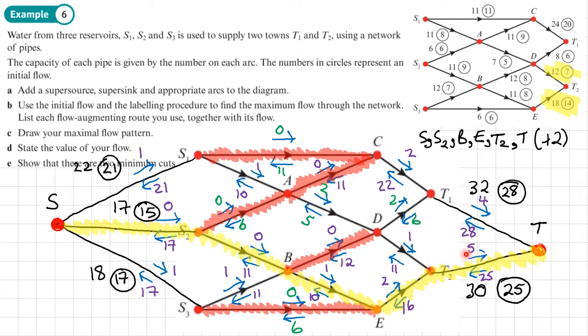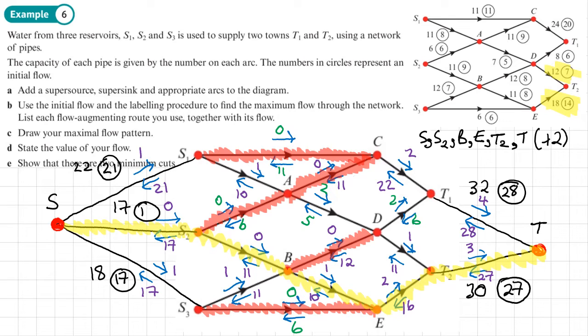So that means that the flow along this arc is now 27, so we'll change that to 27. And the flow along here is now 17, so we'll change that to 17.